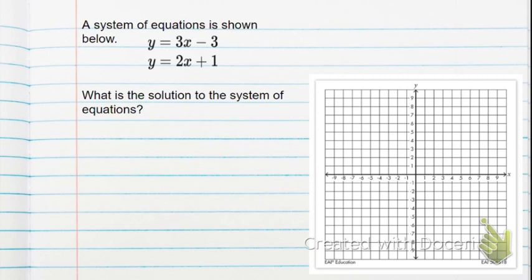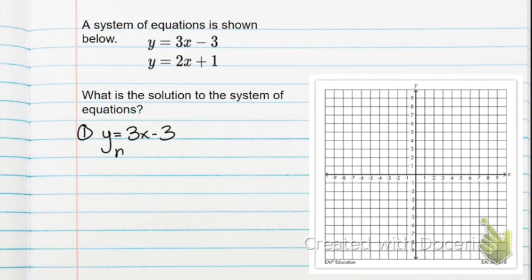In my second example, it says a system of equations is shown below. y equals 3x minus 3 and y equals 2x plus 1. What is the solution to the system? So I'm going to label my equations. The first one, I'm going to graph. So we've got y equals 3x minus 3.